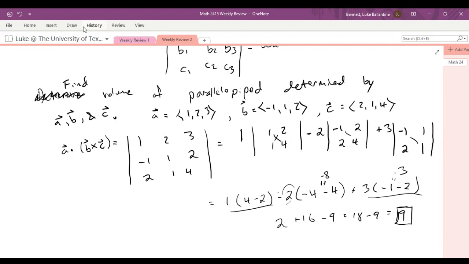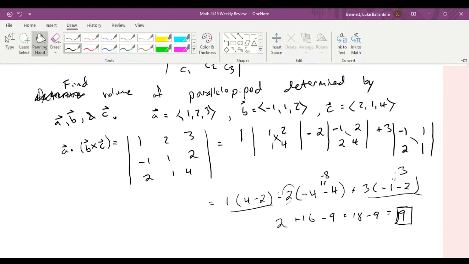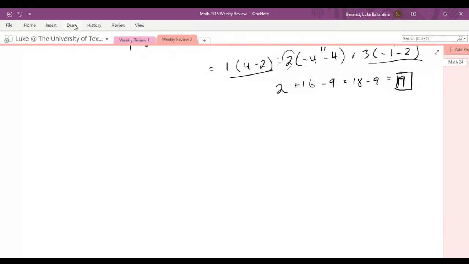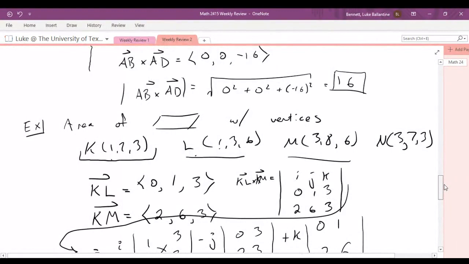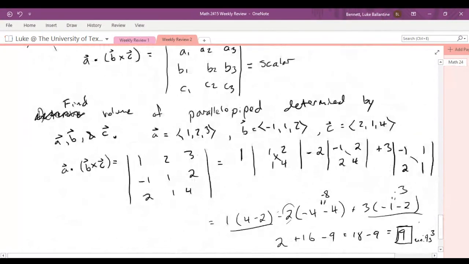All right. Yeah, it gives volume. This is units cubed. The triple scalar product gives volume, whereas the magnitude of the cross product would give us the area of a parallelogram. But this is a parallelepiped. This is a 3D shape.